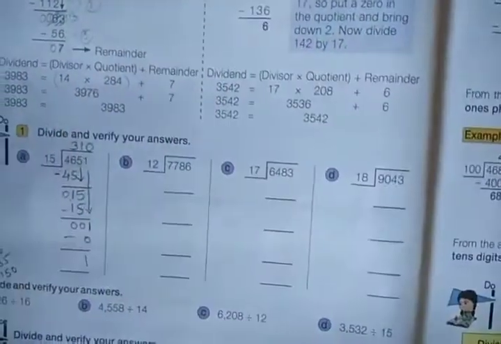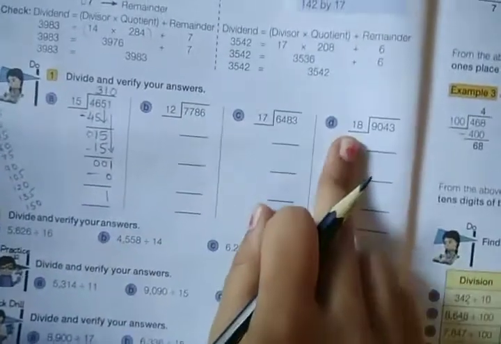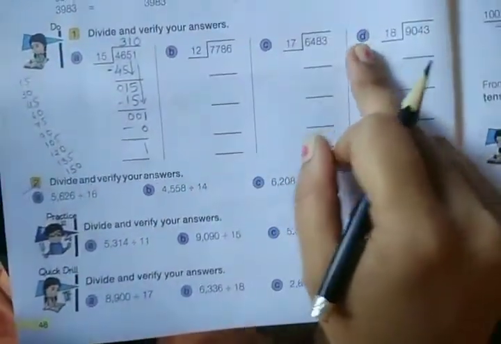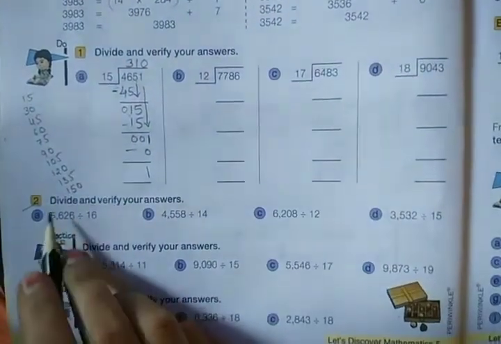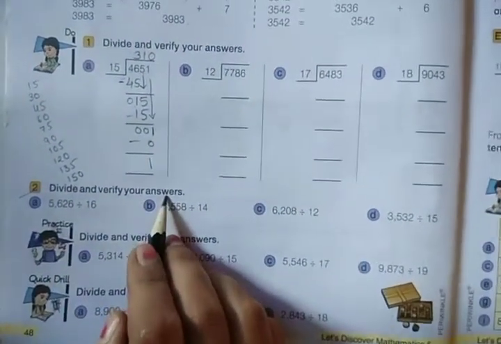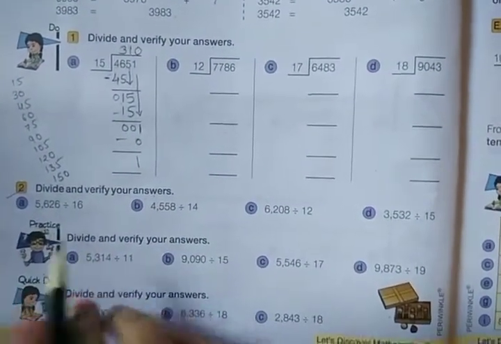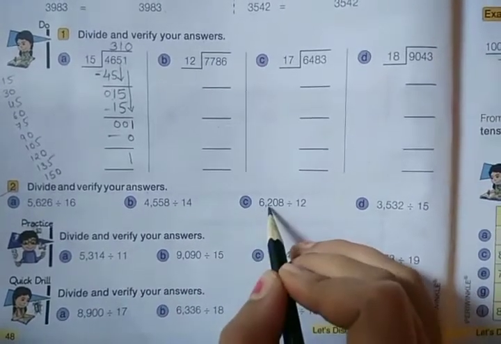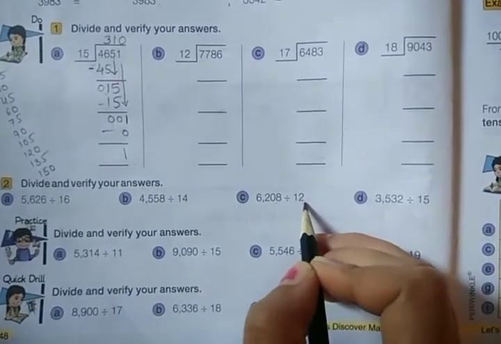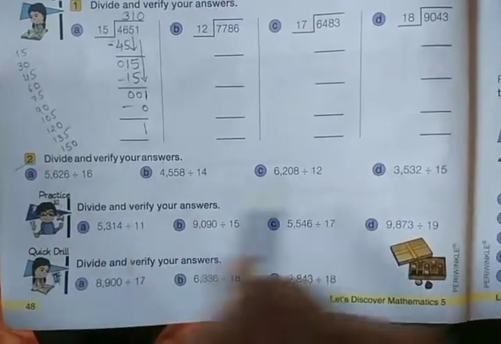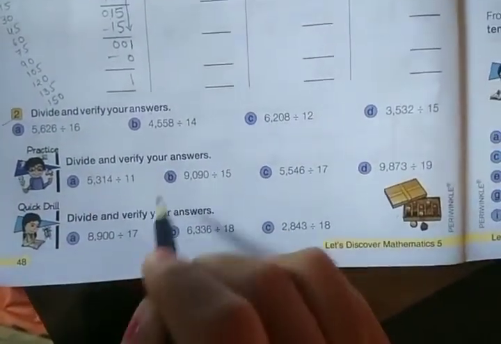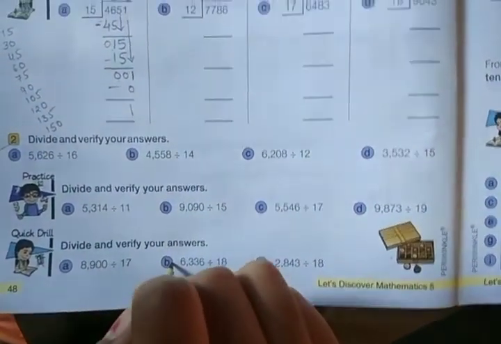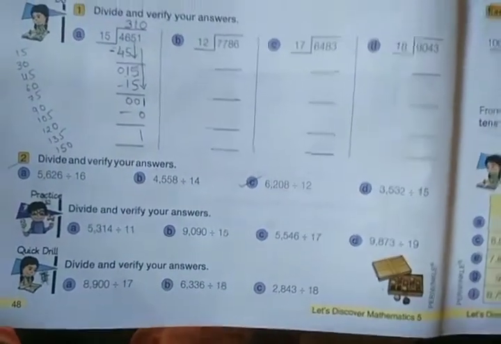Okay. Now the B, C and D ones you are going to solve. See the next exercise here. Divide and verify your answers. From this I will solve the C1. 6208 divided by 12. The remaining sums, these three sums and these sums, you will solve and you are going to send me. I'll solve this C1 now.